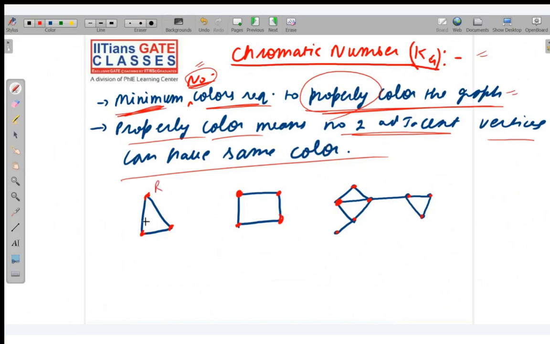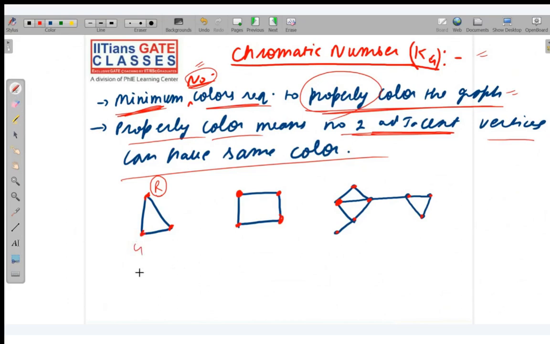So the moment you color it red, here you cannot take red, and here also you cannot take it, because both are adjacent to this. Properly colored means no two adjacent vertices have the same color. Red is not allowed, so can I give green here? Yes, so I will take green here.